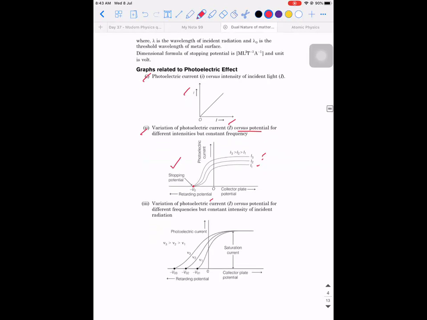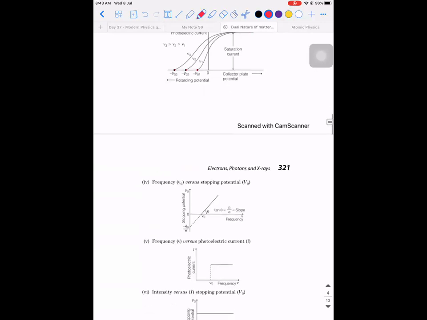So variation of photoelectric current versus potential, but intensity is kept constant. Then what will happen? You will have different retarding potentials, right? But the saturation current will be the same here, right? So these are the graphs, and this graph is important.